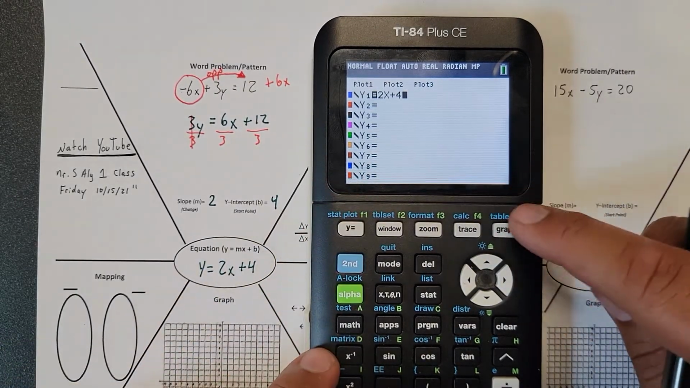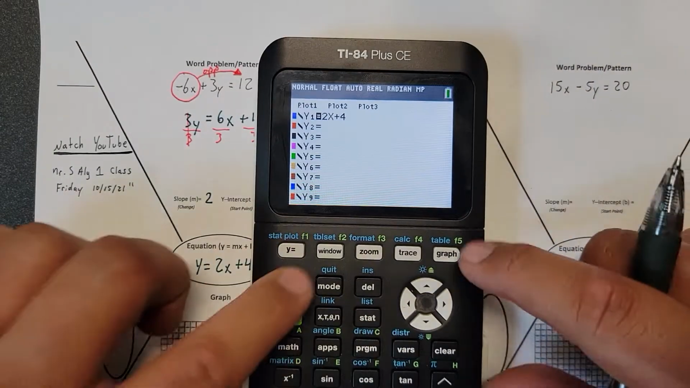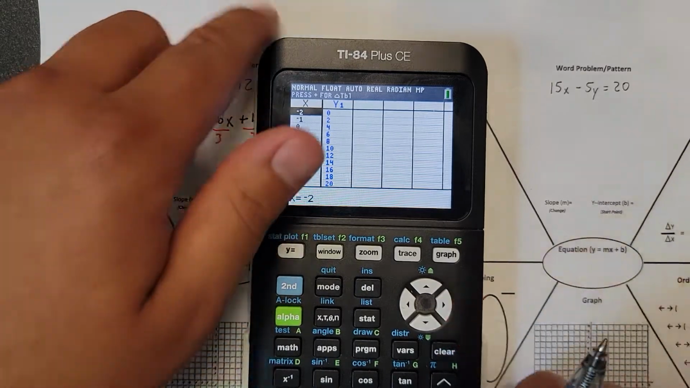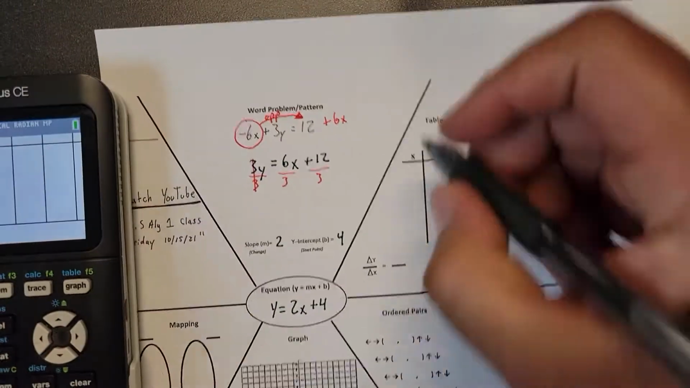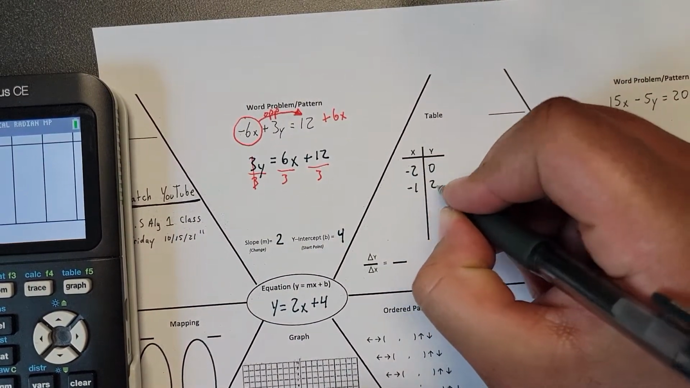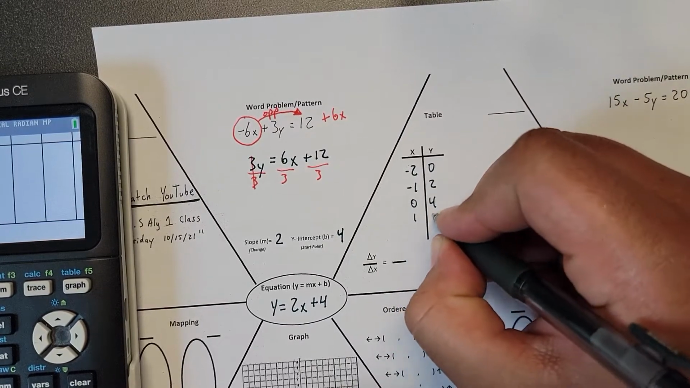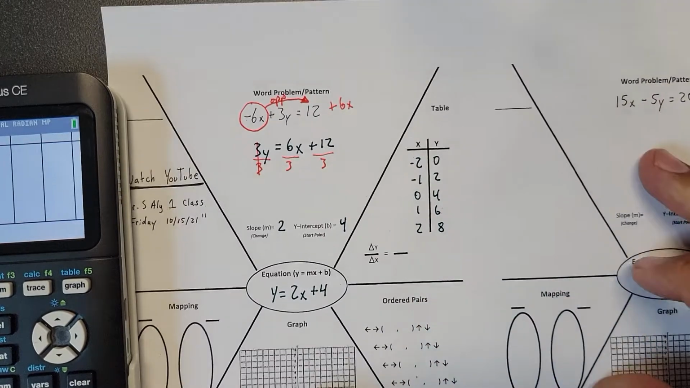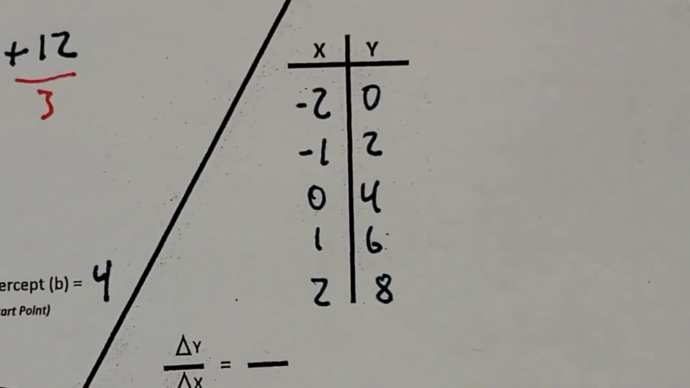Now we're going to go where it says table, because we want to get the table here. Second graph. And we're going to do from negative 2 to positive 2. Let me show you that. Negative 2 to positive 2. So it's going to be negative 2, 0, negative 1, 2, 0, 4, 1, 6, and then 2, 8. Like that. Now from here, guys, the only math we have to do is just find the pattern.